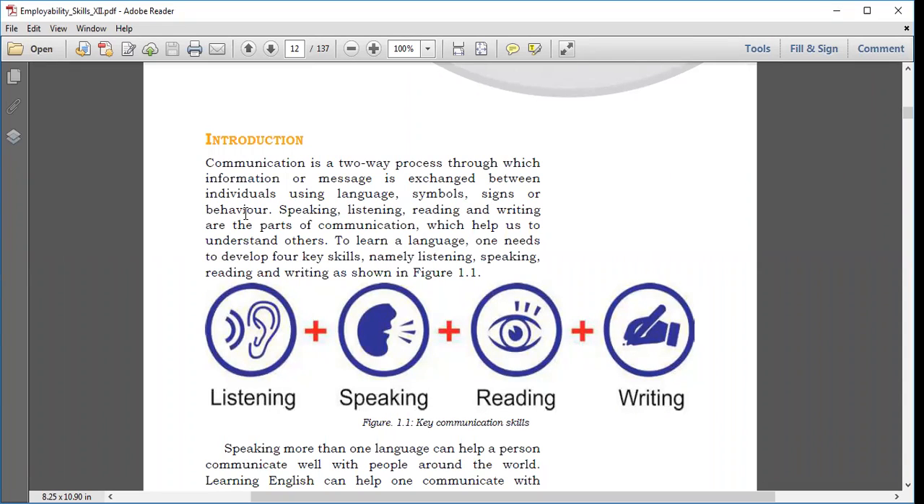And for communication we either talk, so for that we need to know certain languages, or we use symbols to pass on the information, or you write something, or certain signs are also used, and certain behavior is also utilized, right? So we have basically four parts of communication. One is speaking, listening, reading, and writing. These are the parts of communication, and this helps us to understand others, right? So it helps us to communicate with others, and what people are saying to you, you can easily recognize with these four options, right?